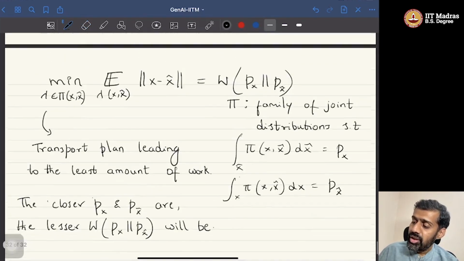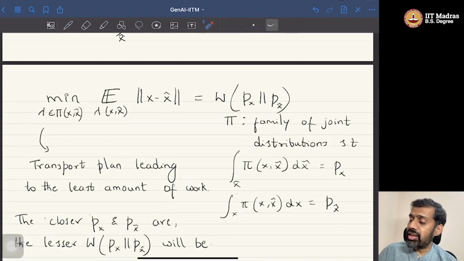Why is this the case? One can intuitively see this, right? If Px and Px cap are very close to each other, then the amount of work that needs to be done to transform Px into Px cap is not much, right? So all the joint distributions which give you a transport plan, you can always find a joint distribution which would have a lesser amount of work done.